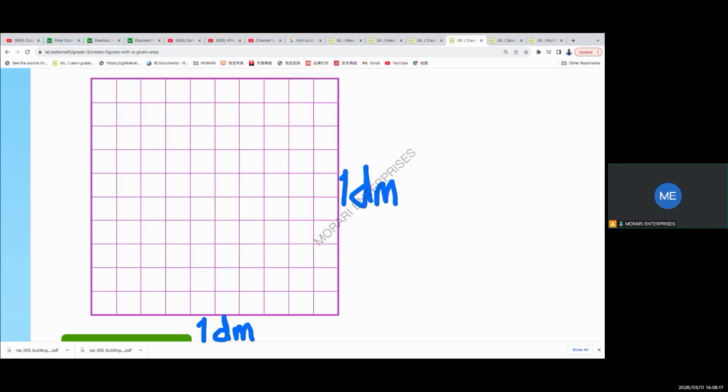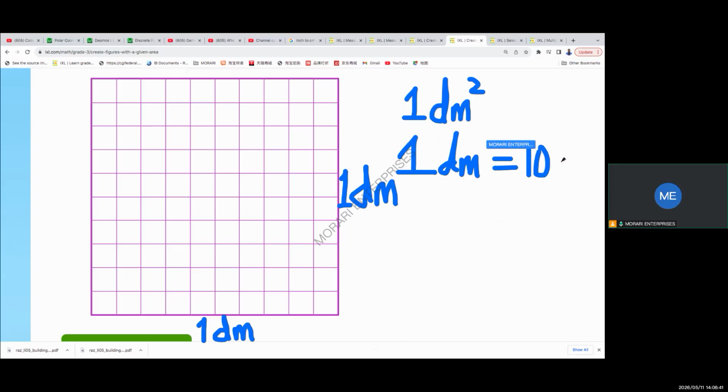So if I say this is 1 decimeter by 1 decimeter, 1 times 1 is 1. So this square is 1 decimeter square. Okay, and we know 1 decimeter has how many centimeters? 1 decimeter equals 10 centimeters. So you see that if we break this distance into 10 equal parts, each of those parts will be called a centimeter.